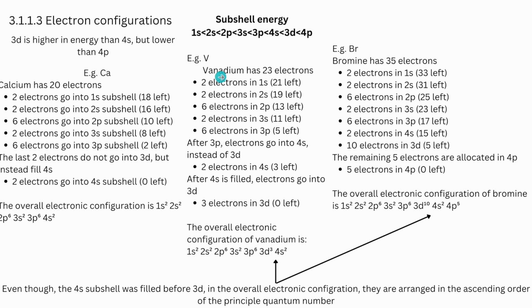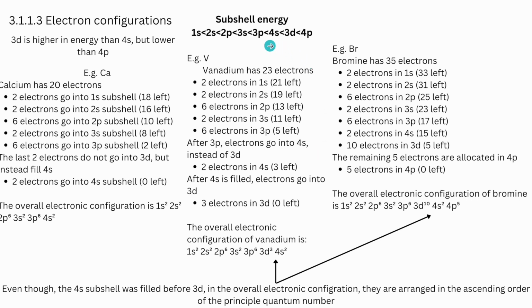Another example is vanadium. Vanadium has 23 electrons. So using this order of associated energies, we get 2 electrons in 1s, 2 electrons in 2s, 6 electrons in 2p, 2 electrons in 3s, 6 electrons in 3p, and we have 5 electrons left. After 3p, electrons go into 4s instead of 3d, but 4s can only accommodate 2 electrons. So 2 electrons in 4s, and we have 3 left.